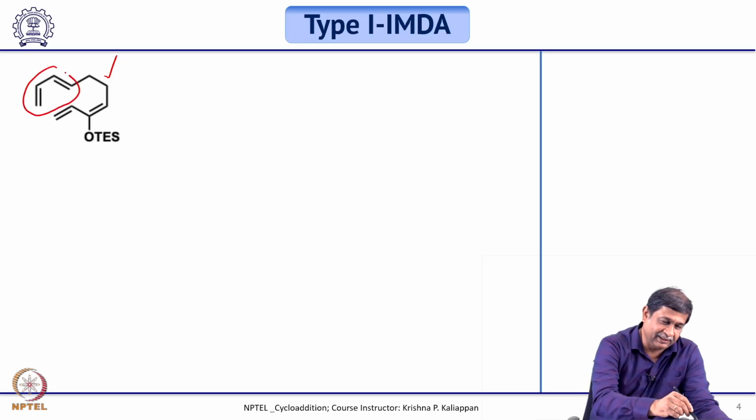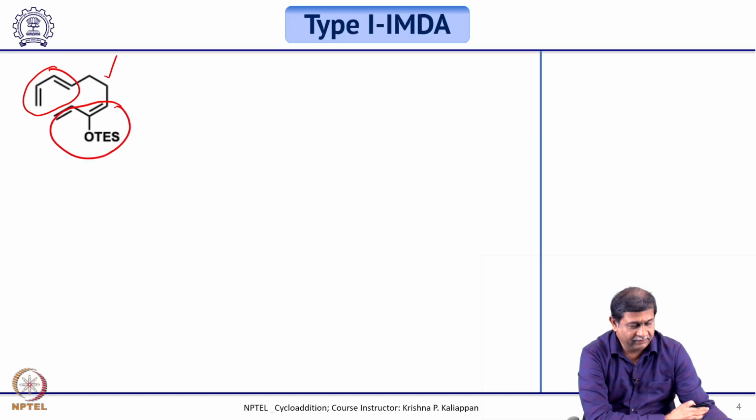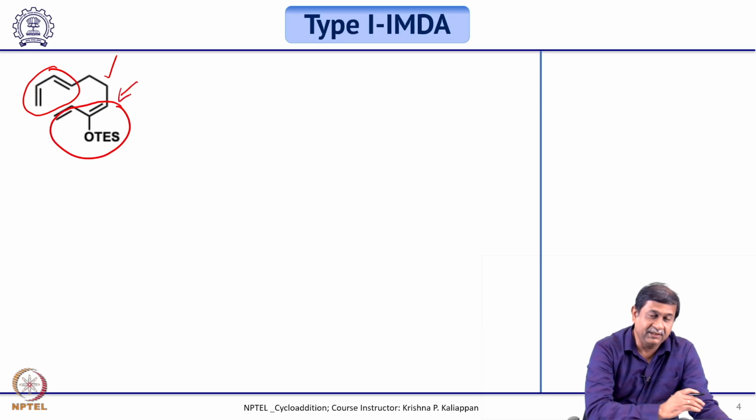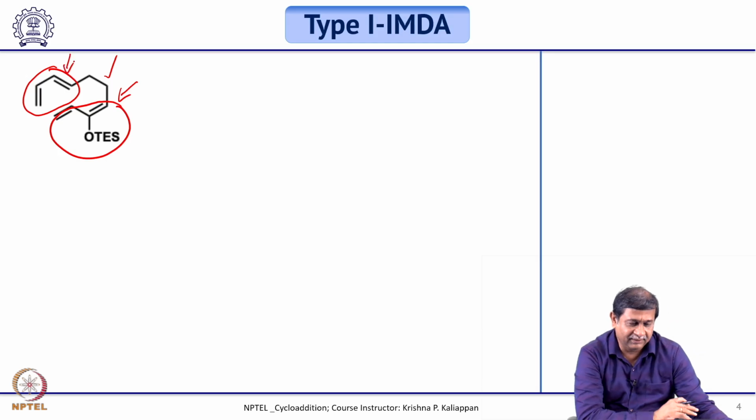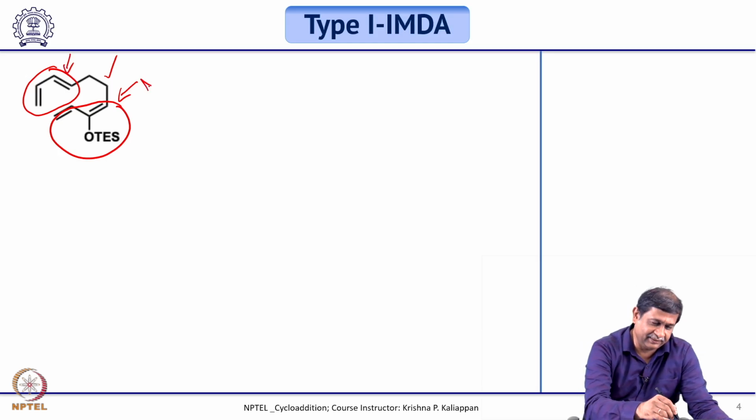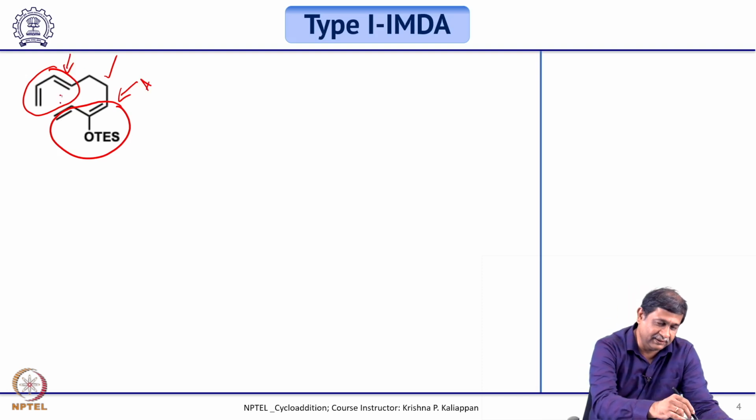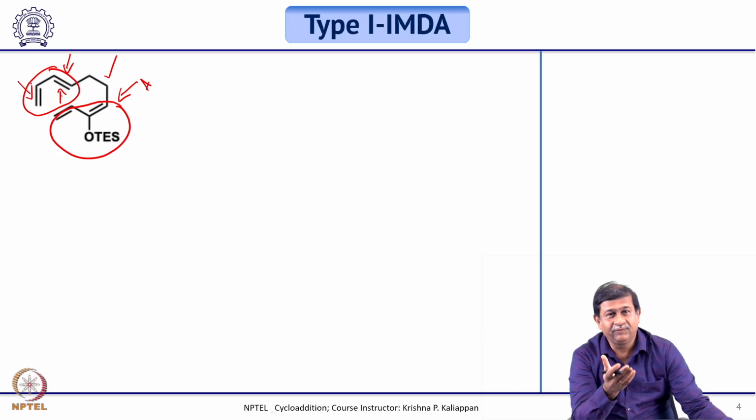So this is diene number 1 and this is diene number 2, and from the normal intramolecular Diels-Alder reaction point of view, this can be a better diene than this one. But if you use this as diene, where is the dienophile? The dienophile could be either this double bond or this double bond. But one will give a 4-membered ring, the other one will give a 7-membered ring.